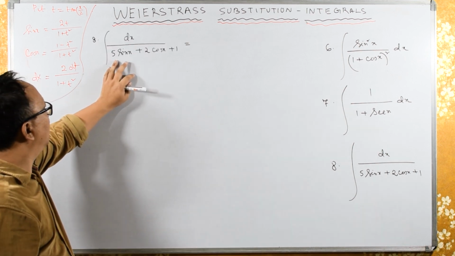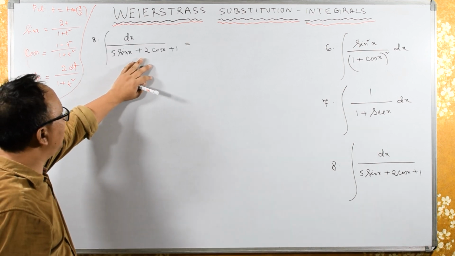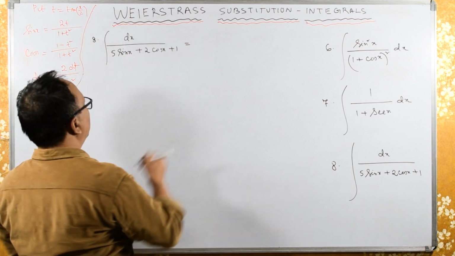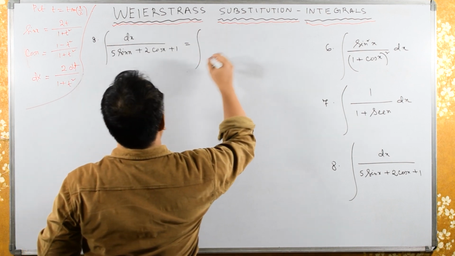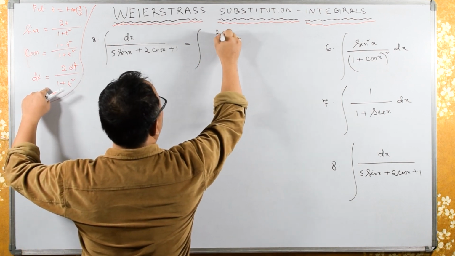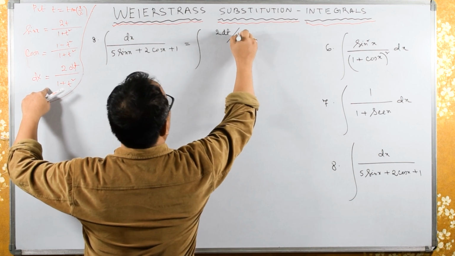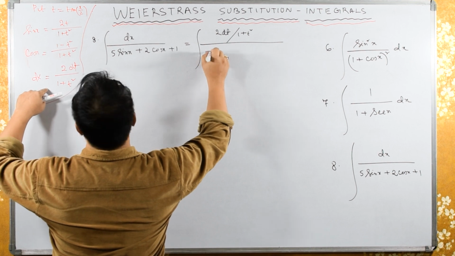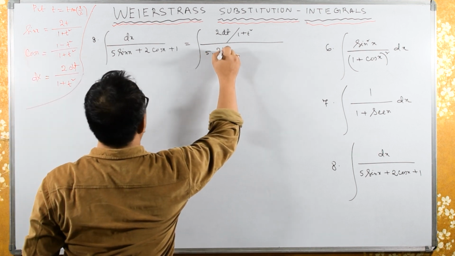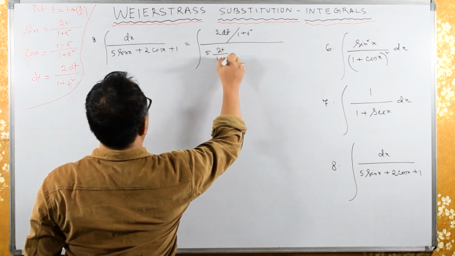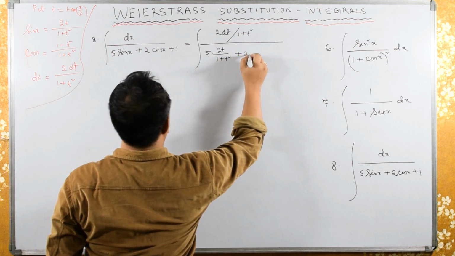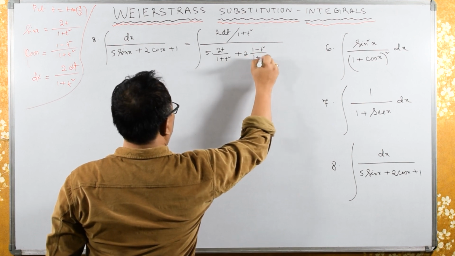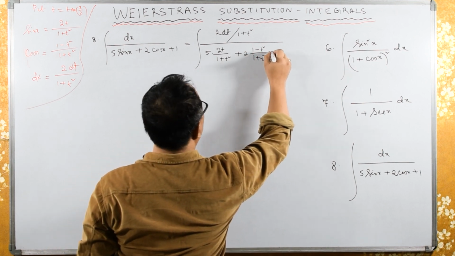We have dx upon 5 sin x plus 2 cos x plus 1. Okay, now this substitution we have to make. This is same as dx is what? Twice dt upon 1 plus t square. 5 sin x is what? Twice t upon 1 plus t square, plus 2 cos x is 1 minus t square upon 1 plus t square, plus 1.